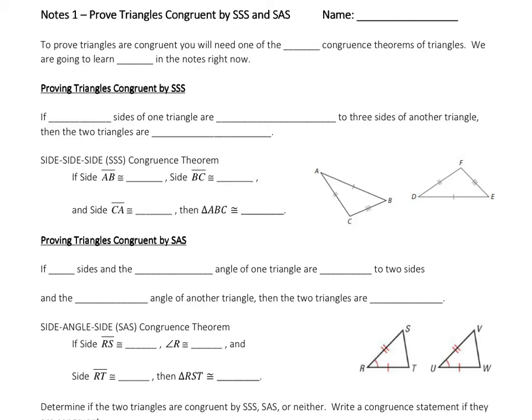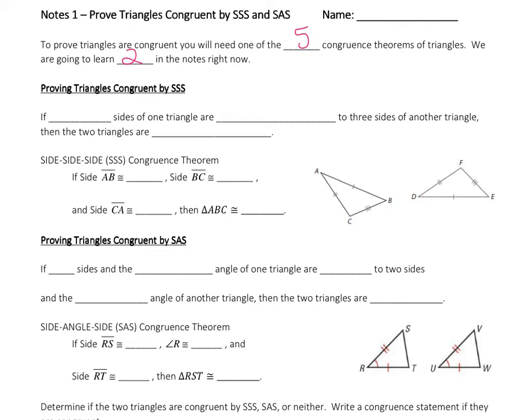In this module, we are going to talk about proving triangles congruent. And to prove the two triangles are congruent, you need one of the 5 congruent theorems of triangles. And we're going to learn specifically in this notes, we're going to learn about 2 of them.